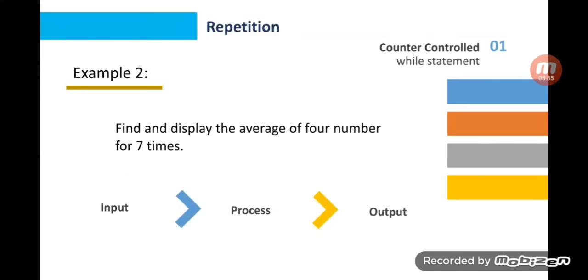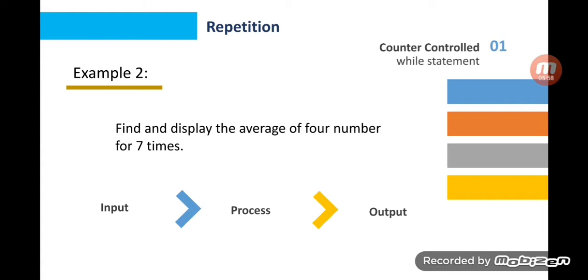Then we look at example 2. Find and display the average of 4 numbers for 7 times. Still in counter control, for 7 times. So we need to specify the counter as 7. Counter equals 7.